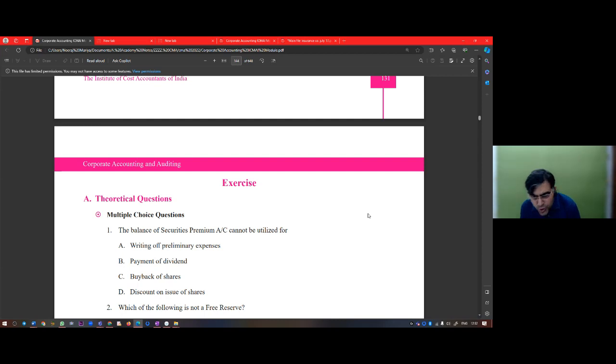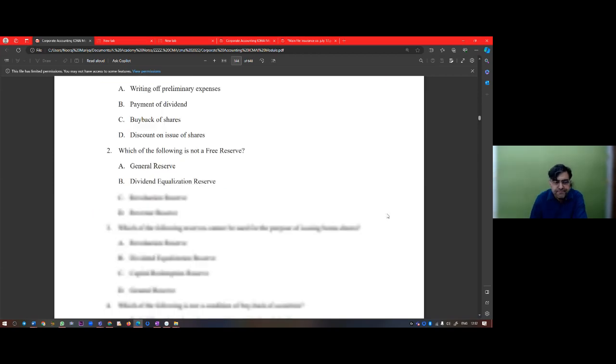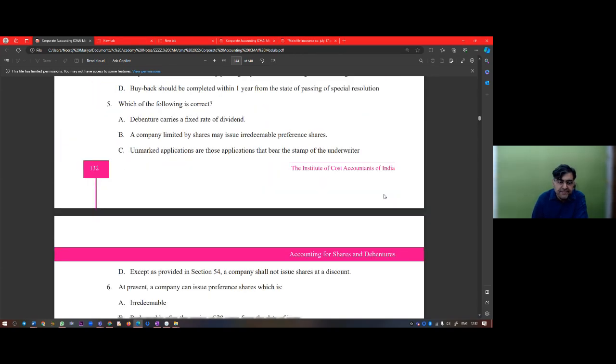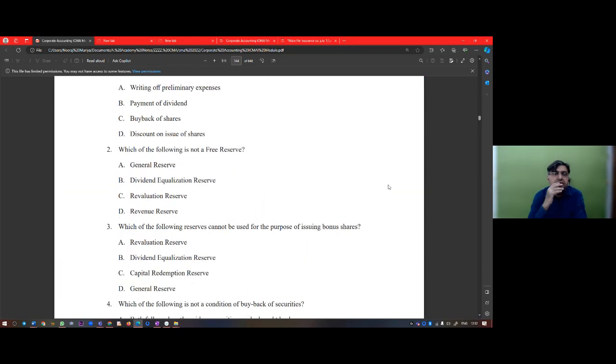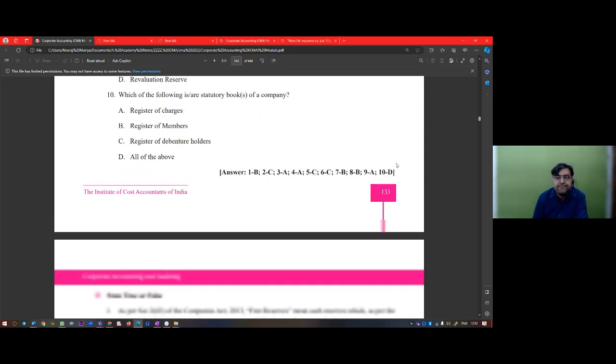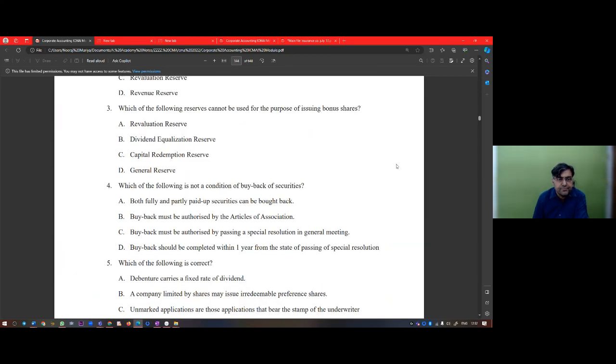The balance in security premium cannot be used for payment of dividend. Answer is B. Which of the following is not a free reserve? Revaluation reserve is not a free reserve. Answer is C. Which reserve cannot be used for bonus shares? Answer is A.